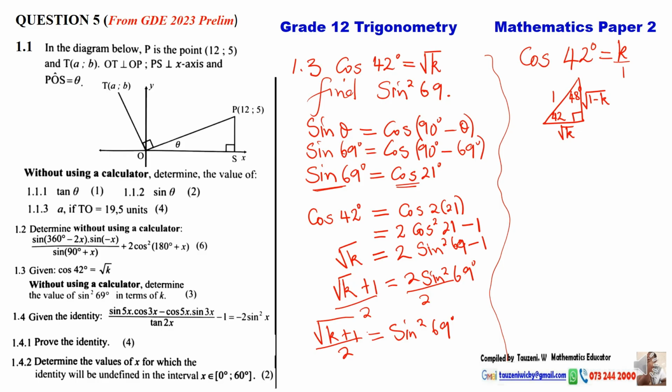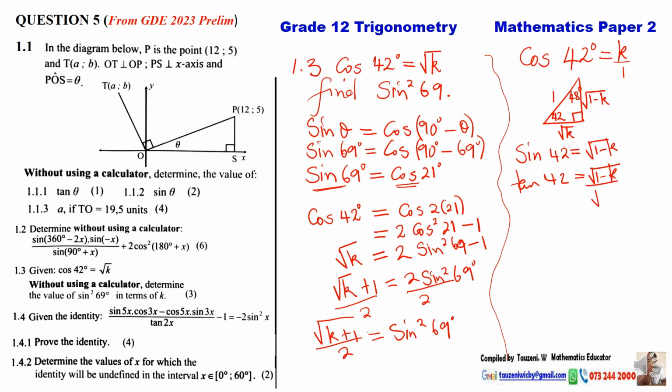From this triangle, we are able to find more information. We can get the value of sine 42. The sine of 42 is equal to opposite over hypotenuse. That's the square root of 1 minus k. From the same triangle, we are also able to get the value of tan 42. Tan is equal to opposite over adjacent. The opposite is the square root of 1 minus k, and the adjacent is the square root of k.